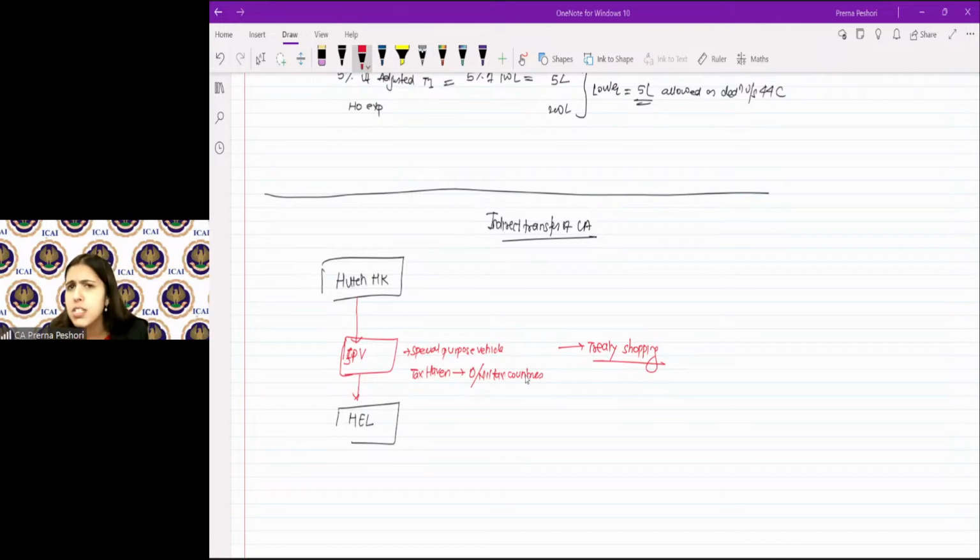These special purpose vehicles are what? These are just the holding entities. They have just a special purpose of holding in the ultimate country. These are just holding companies. So this Hutchinson did the treaty shopping and they incorporated the SPV in Cayman Islands, in Mauritius, through a web of companies. They came to India.